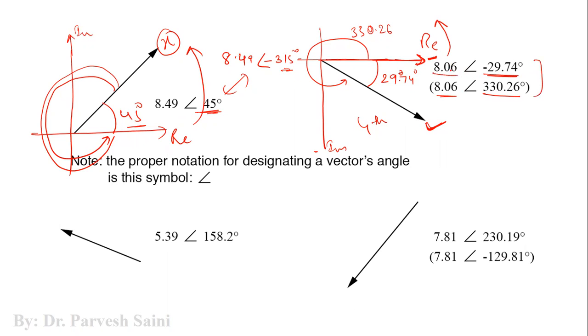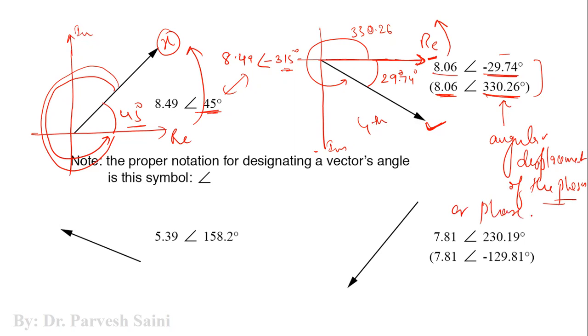These are the polar representations, the magnitude and the angle. This is the magnitude of the phasor, and this is the angular displacement of the phasor, or you can say the phase of the AC quantity to which this phasor belongs. Okay, the phase of that particular quantity.